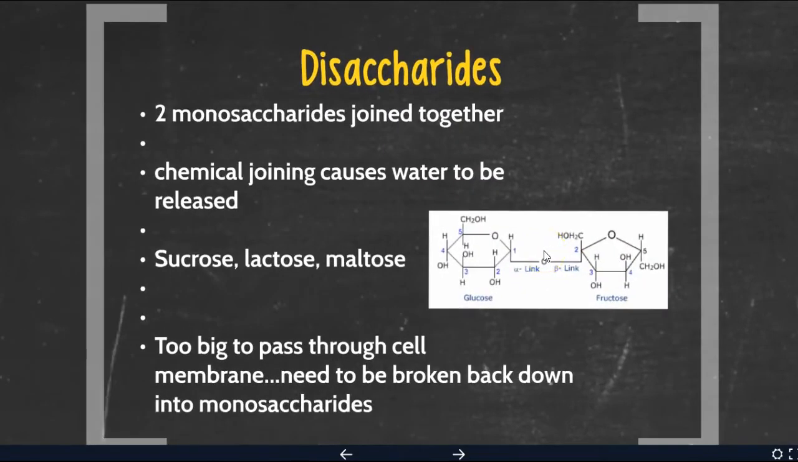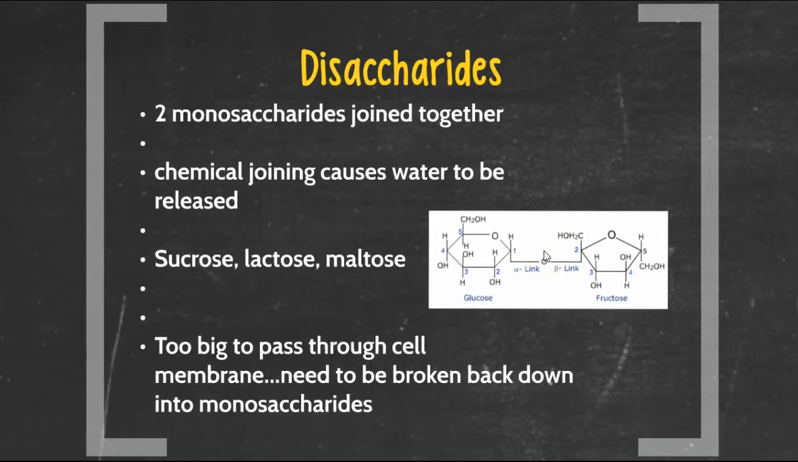Disaccharides are going to be when two monosaccharides are joined together. When these chemicals join together, typically water is released. Examples of disaccharides: we already talked about lactose. Maltose is another one. Sucrose is the third. Even though they're only two monosaccharides joined together, they're too big to pass through cell membranes, unlike monosaccharides, which can. So they need to be broken back down into monosaccharides in order to be used by the cell. So that's why we have to break apart the lactose into glucose and galactose in order for your cell to be able to take those two chemicals and use them for energy. Otherwise, the lactose is just too fat to pass through.